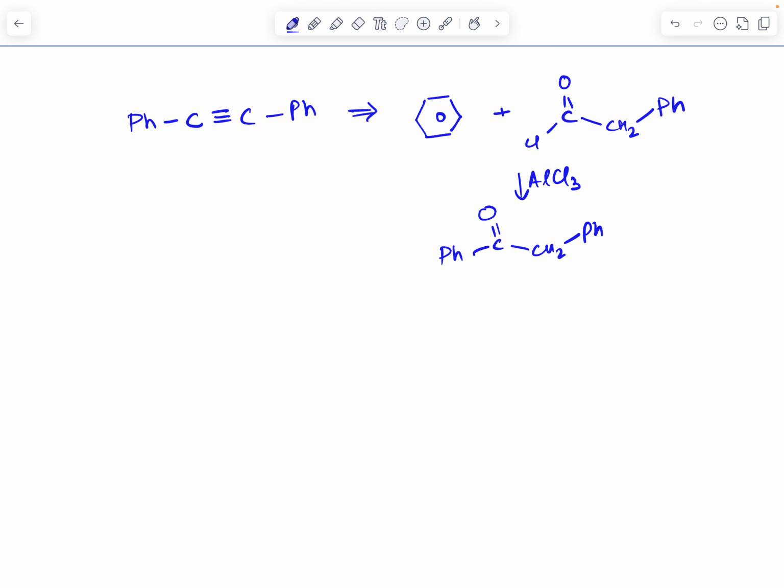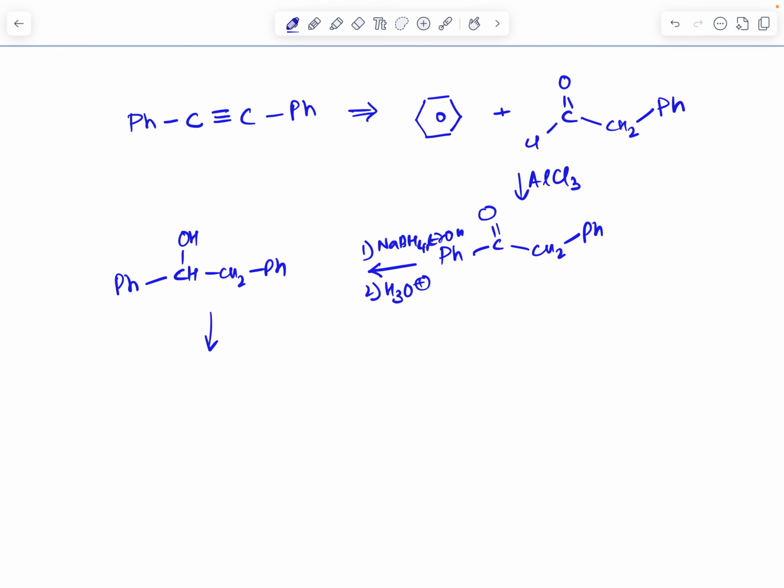AlCl3. Okay, so I get that. Now I can go ahead and change that. I'm going to go ahead and reduce the C double bond O to an alcohol. So I can just do sodium borohydride, NaBH4, with ethanol. Step 1. Step 2 is H3O+. And that's going to give me PhCHOH, CH2Ph.